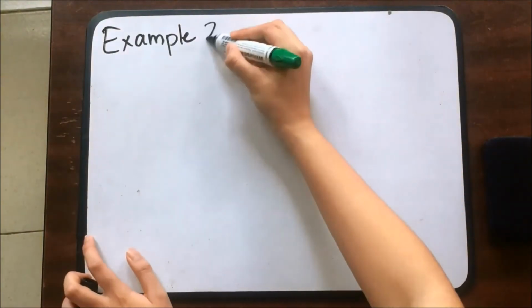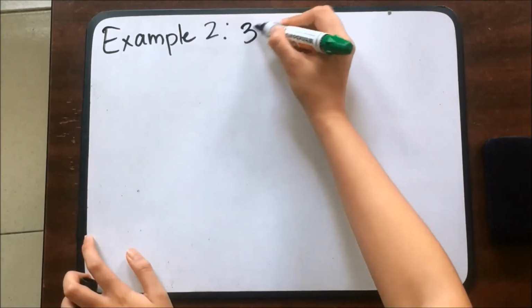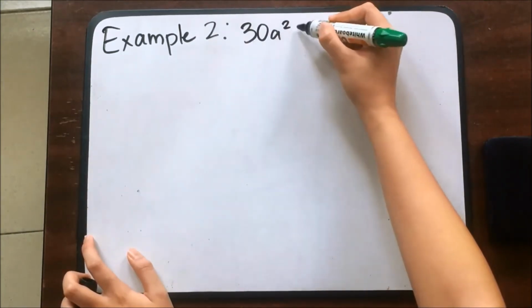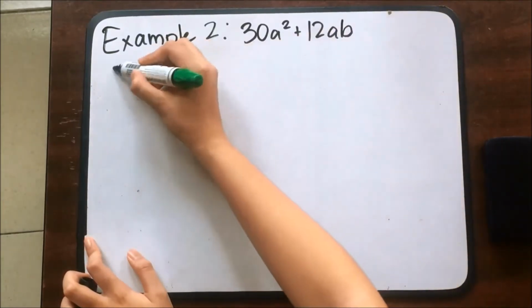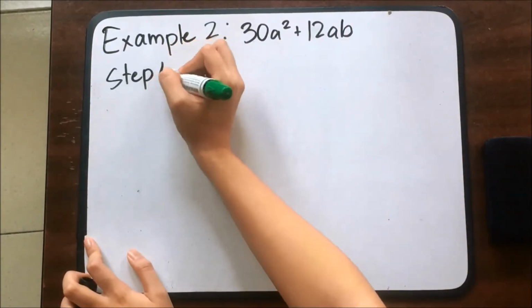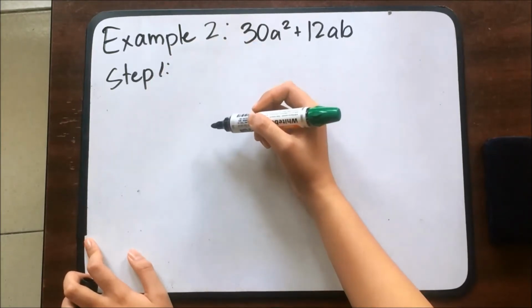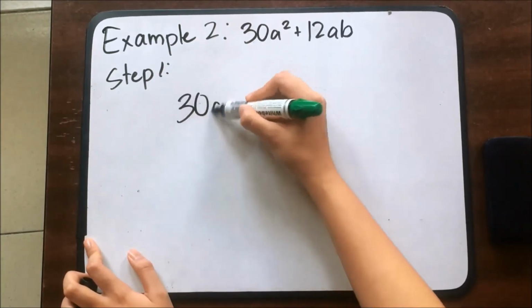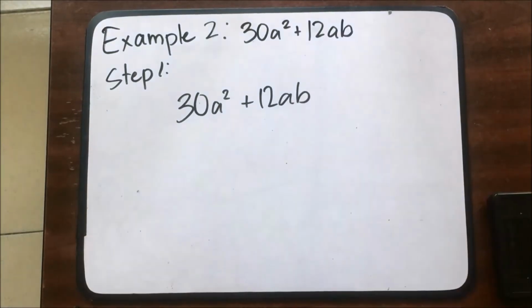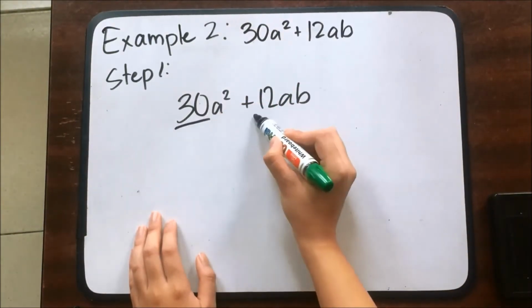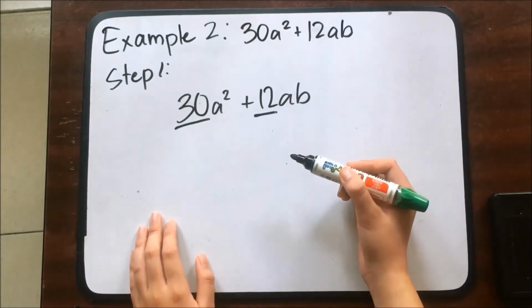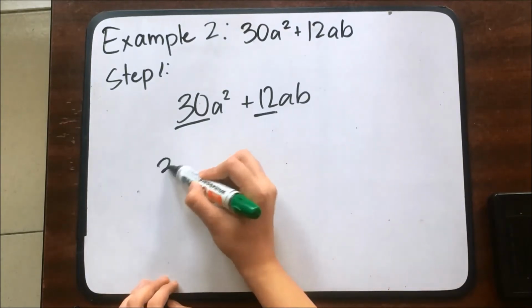Our second example is 30a squared plus 12ab. So for our step number 1, find the GCF of the coefficients. So our coefficients are the numbers which are 30 and 12. We will get the GCF of the coefficients using the ladder method.